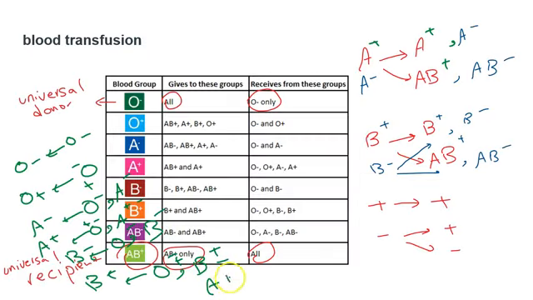How about for AB? Those with AB can receive from AB, from A, from B, and from O. If they are negative, they can only receive from negative blood. If they are positive, they can receive from both negative and positive.